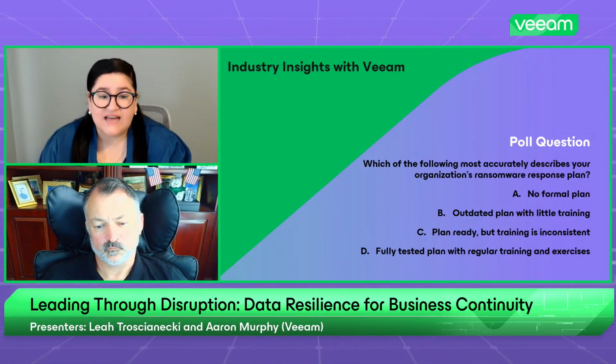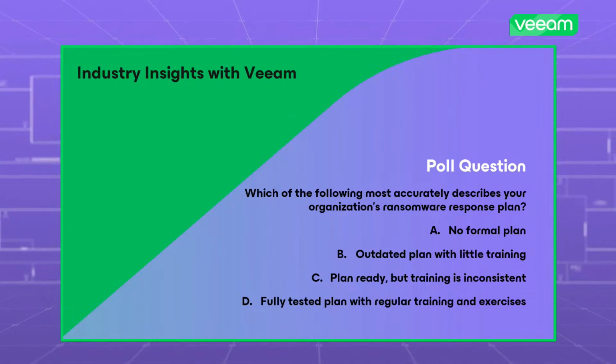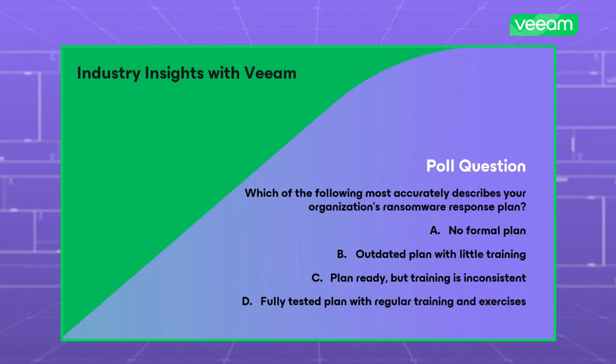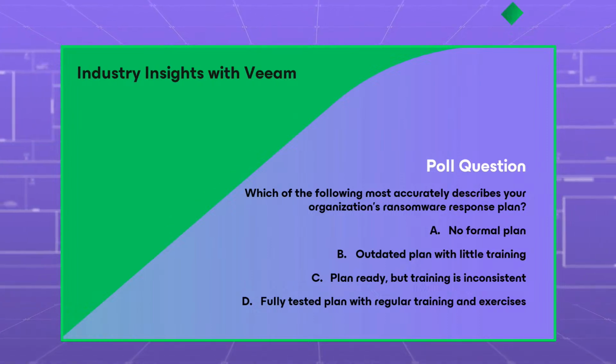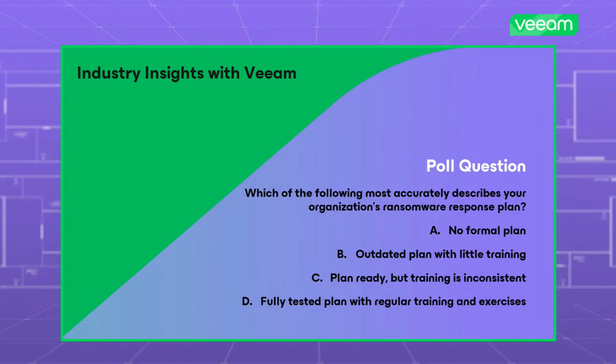So again, we want to highlight a question that's in our assessment. Which of the following most accurately describes your organization's ransomware response plan? Is there a plan at all? Is there a really outdated plan and no one's really been trained on it? You've had a bunch of staff changeover. Is the plan ready, but training is inconsistent? Or do you have a fully tested plan and you run those regular exercises?